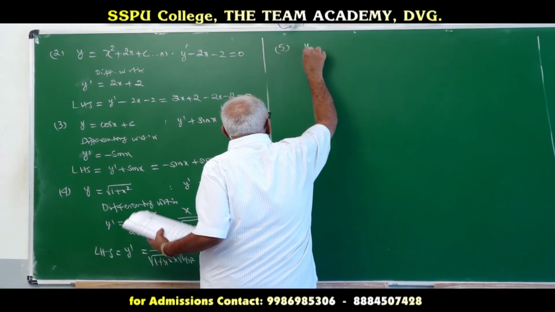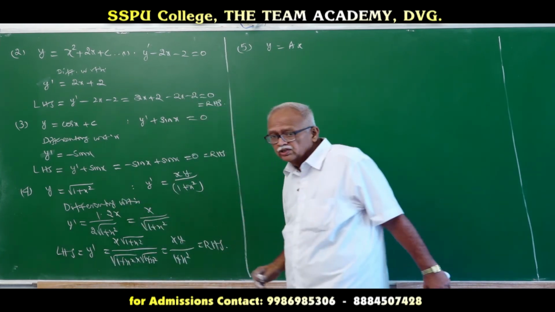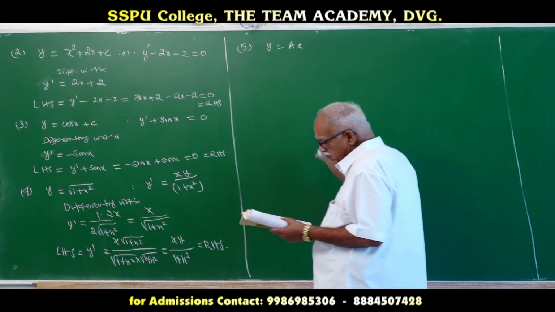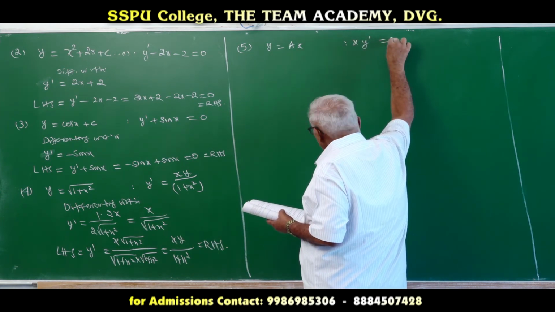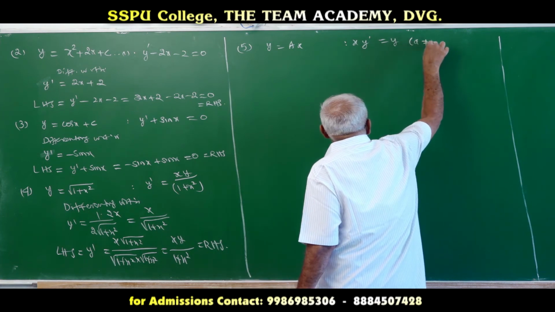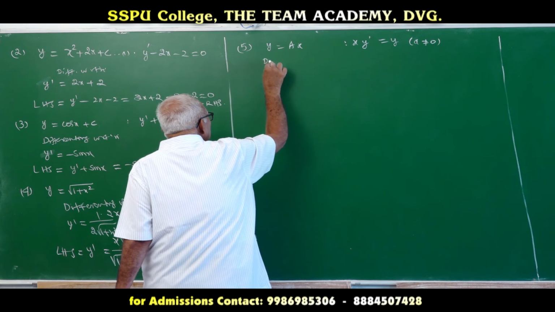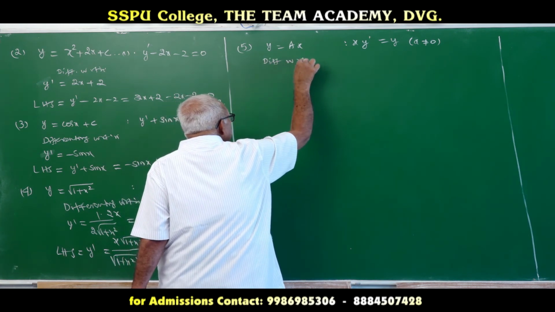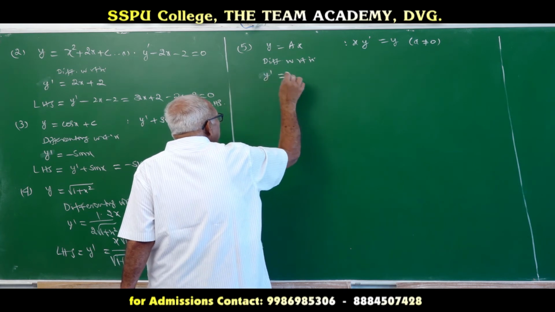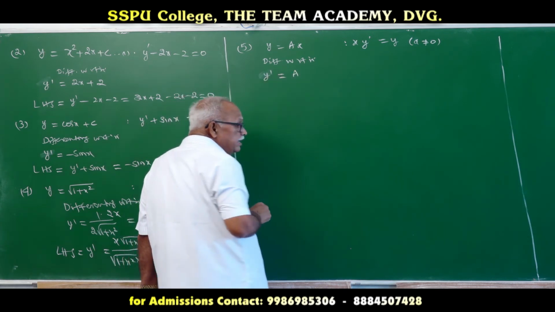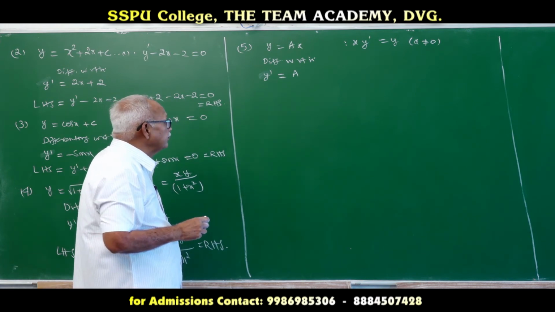Now, fifth question, y is equal to capital A into x. So, here capital A is a constant, and we have to prove the differential equation is x y dash is equal to y. X is of course not equal to 0. Now, differentiating with respect to x, y dash is equal to a into 1, it is a, y dash is equal to a.